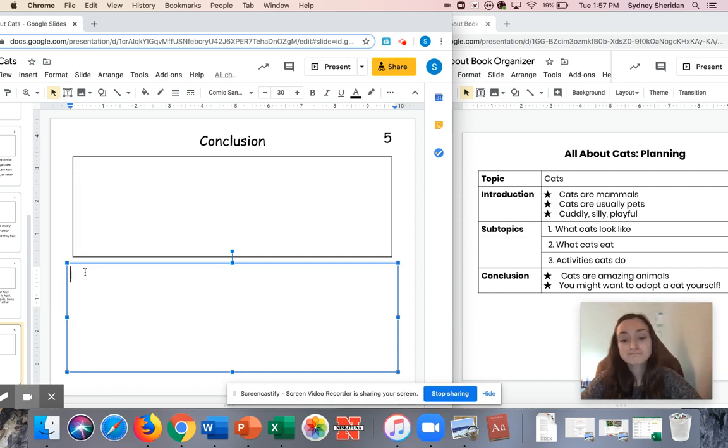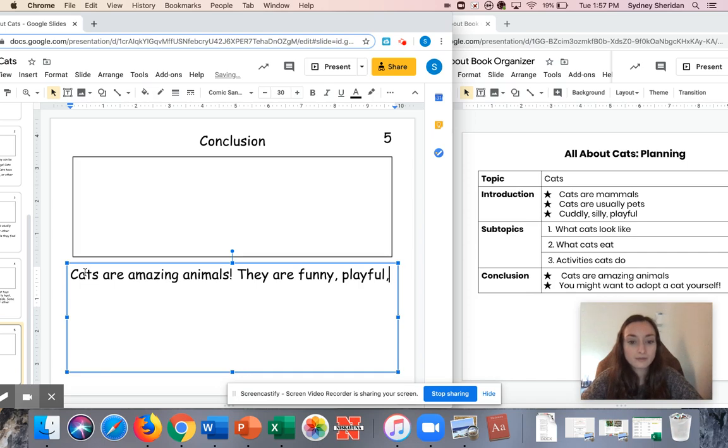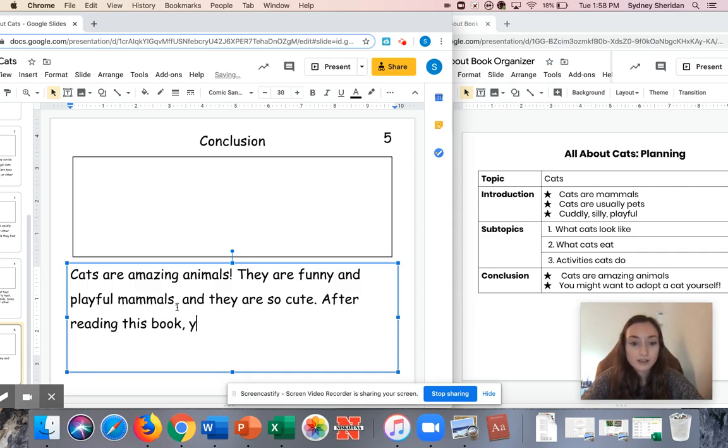So I'm going to say, cats are amazing animals. They are funny and playful mammals, because I remember I wrote that in my introduction too. And they are so cute. After reading this book, you might even want to adopt a cat yourself.